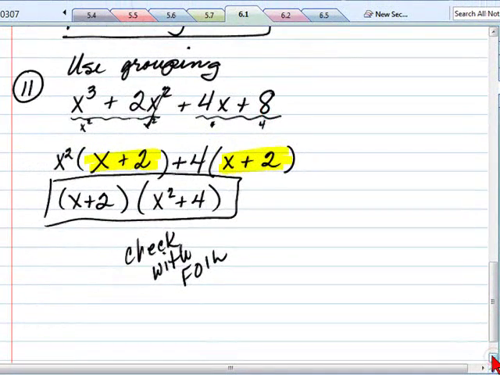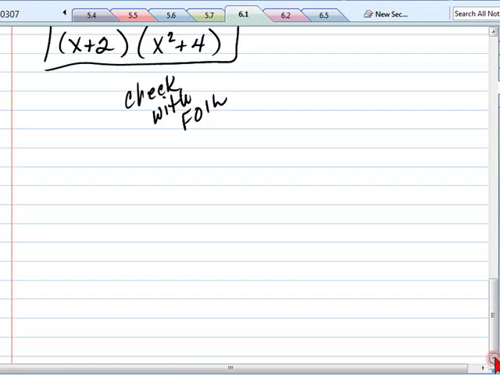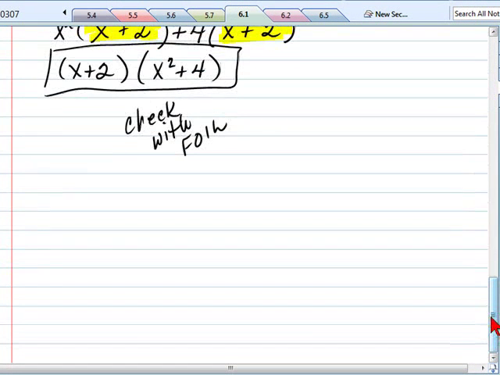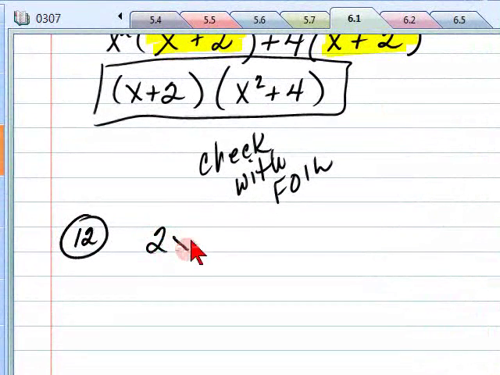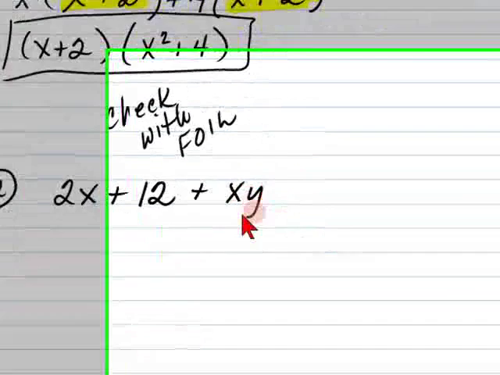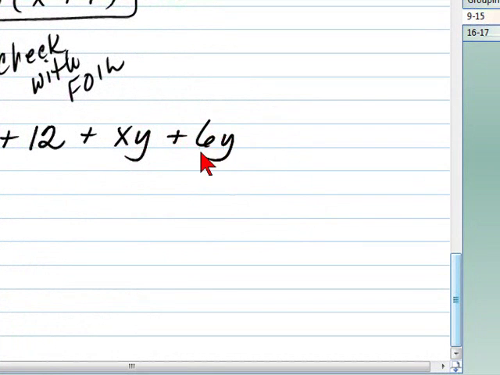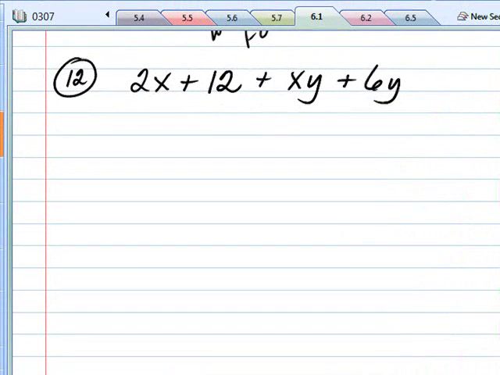All right, let's look at number 12. I'm supposed to factor 2x plus 12 plus xy plus 6y. There is no common factor to all of those terms. So I count 1, 2, 3, 4. Four terms, grouping. First group, second group.